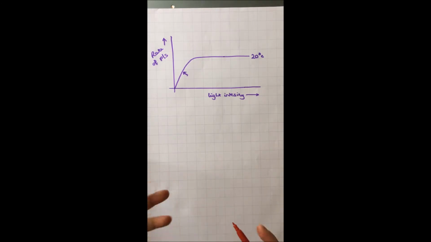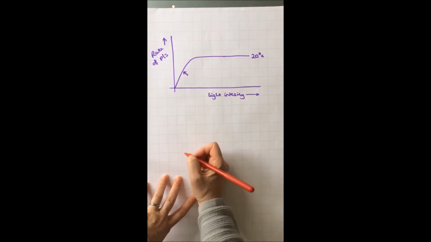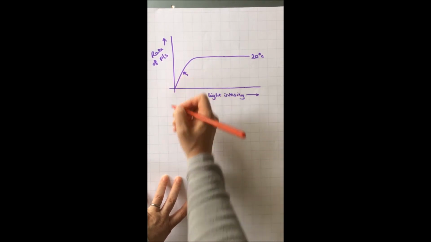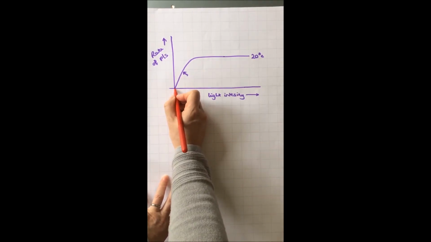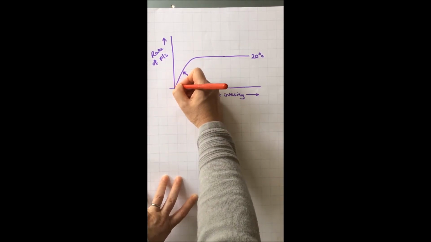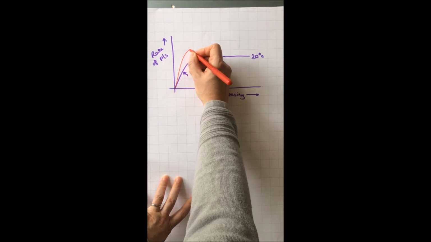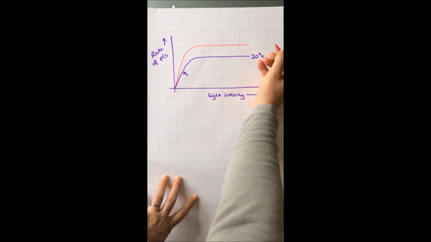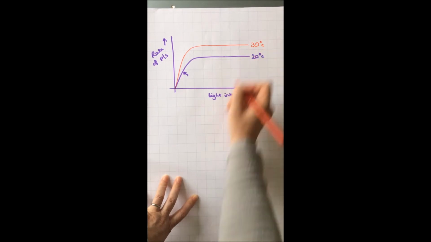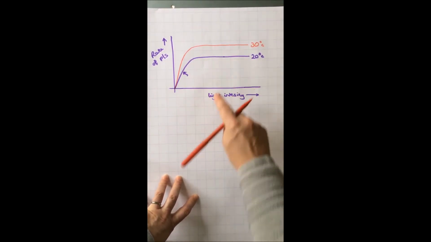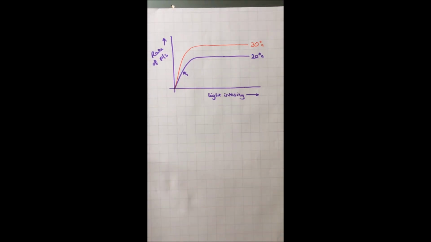But in an exam they might ask you to draw on or add a line to show the rate of reaction at a higher temperature, for instance. So were we to perform this at a higher temperature, we would have an increased rate of reaction. So our line is still going to start at 0, because no light means no photosynthesis, but it's going to increase because it's hotter and there's more energy in the system. It's going to increase at a higher rate, and it will level off above our initial line. So this would be our 30-degree rate. So you would just need to add a new line to your graph.